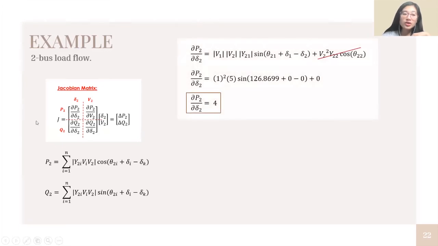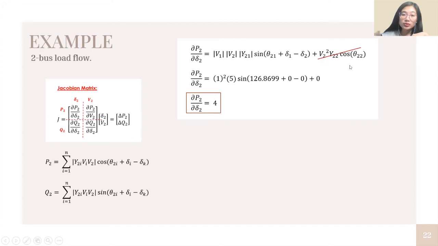And for our first, let's say, this is J11, this is J12, J21, and J22. Now we are to solve for J11 by means of partial differentiation. We are to arrive with this formula. Okay, so our formula is magnitude V1 times magnitude V2 times magnitude Y21 and sine of the angle of 21 plus delta 1 minus delta 2, plus V2 squared times Y22 cosine of the angle of Y22.